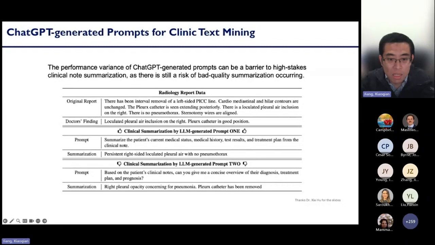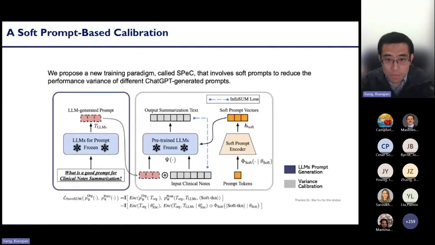And so there is an indication for pneumonia, which is not indicated in the original radiology report. In order to address that, we came up with a novel approach called soft prompt-based calibration. The basic idea is that large language models have some randomness, so when a prompt is given plus the input notes, sometimes because of this randomness, the generated summary does not fully align with the input clinical notes.